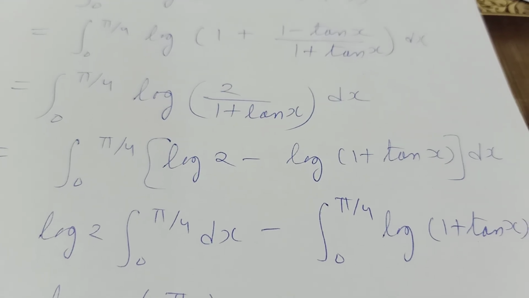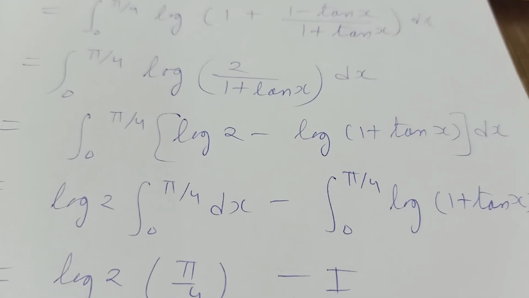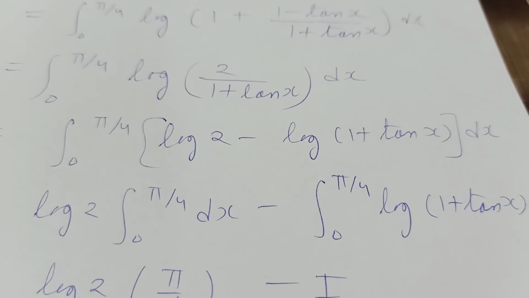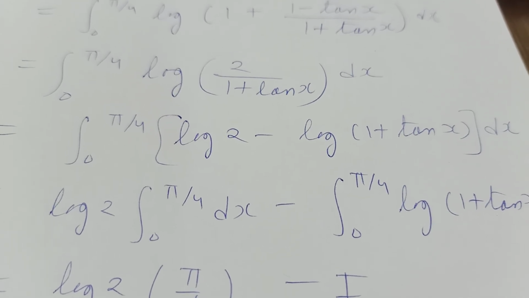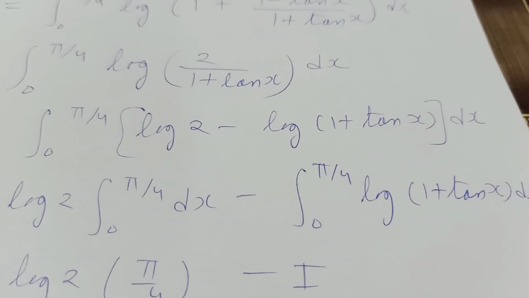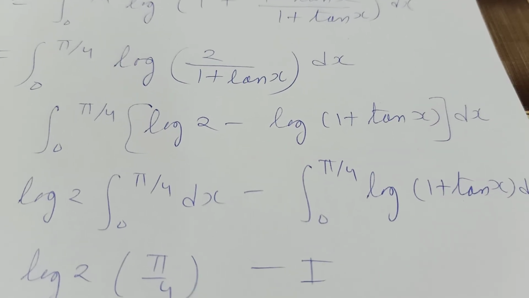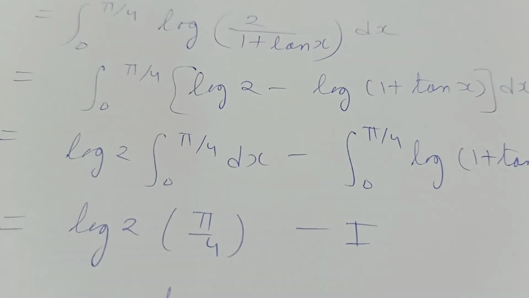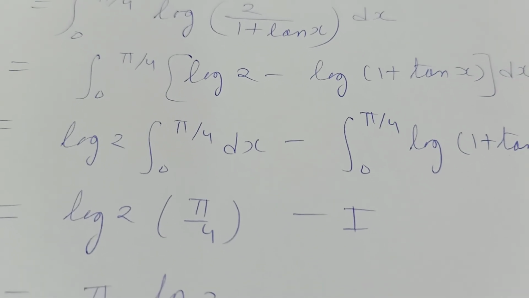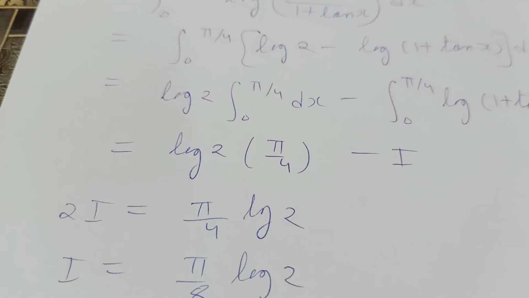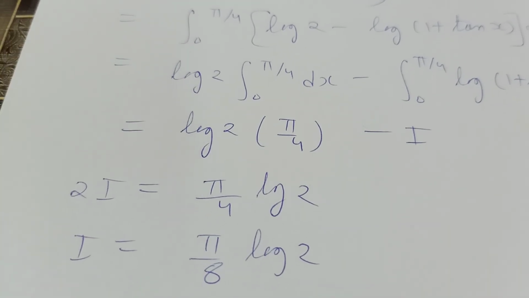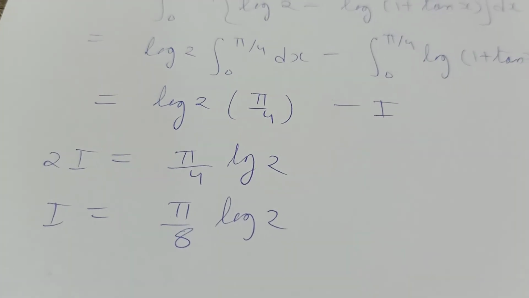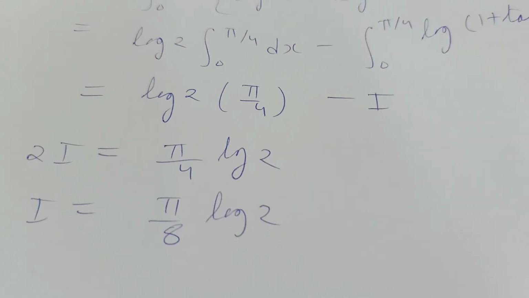Now we will divide this into two integrals. Log 2 is constant, so we will take it out before the sign of integral, 0 to pi by 4 dx, then minus the integral from 0 to pi by 4 of log(1 plus tan x) dx. So we got two integrals. The second integral is nothing but our question I, so that will become I, and the first integral can be easily solved as pi by 4. So I equals log 2 times pi by 4 minus I, that means 2I equals pi by 4 log 2, or I equals pi by 8 log 2. So this completes the solution.